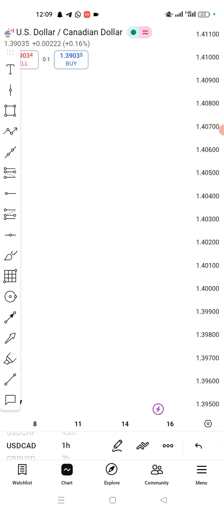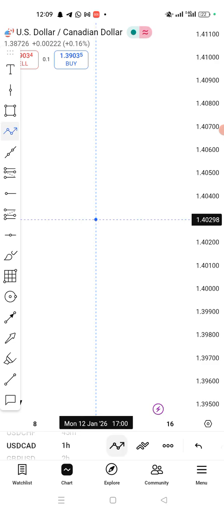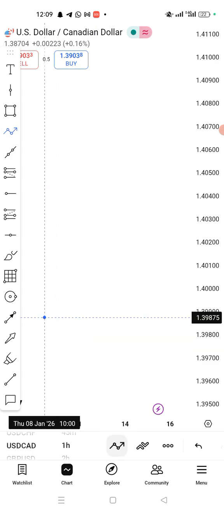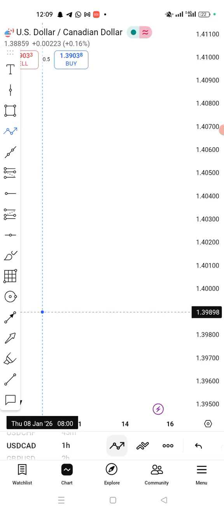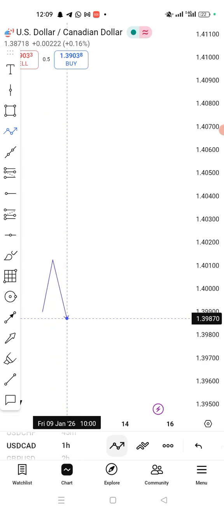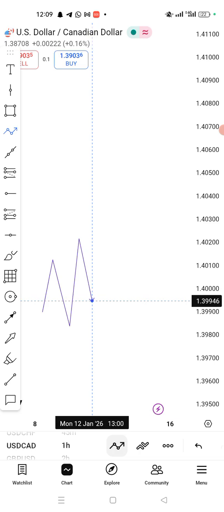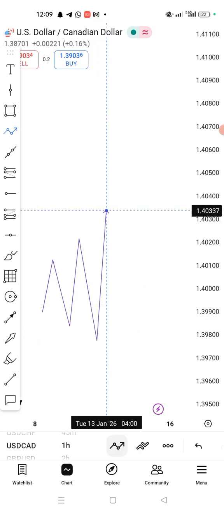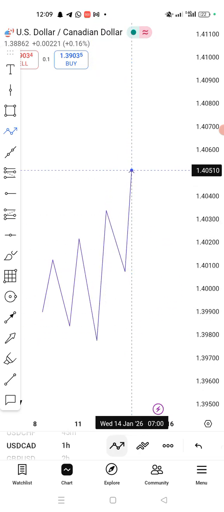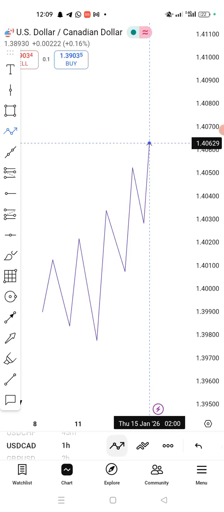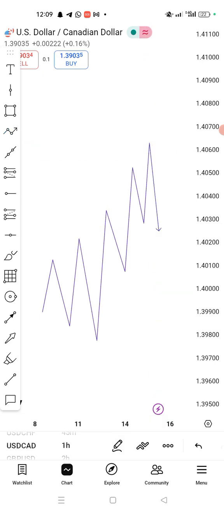So I'm going to give a little recap of the first video. In the first video, we talked about the identification of range, and I said the way a range starts, with a sweep and a break, is how it ends also. It ends with a sweep and a break.